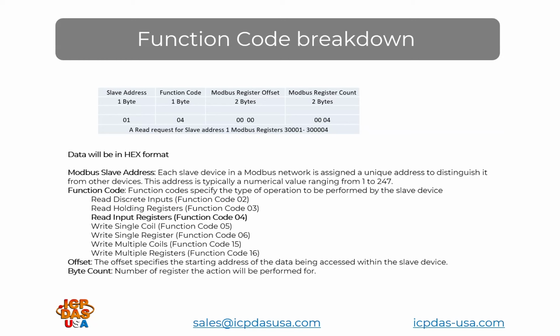The start address is 2 bytes, which represents the offset from register 1. Since we are requesting data starting at register 1, the offset is 0. Finally, the Modbus register count is the number of consecutive registers of data you are requesting, starting at the offset value. The resulting request of 0104000004 will give you the 4 analog input values requested in hex data format. The PLC or master will then interpret the value and scale.